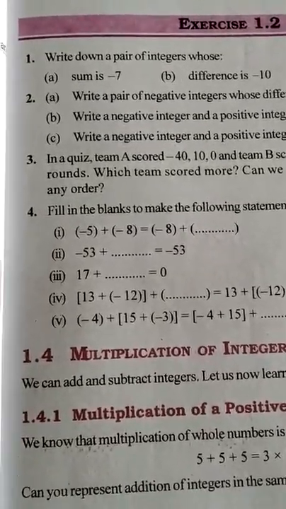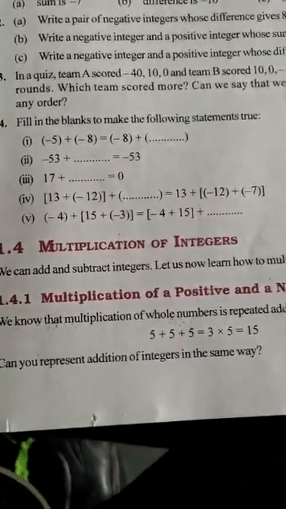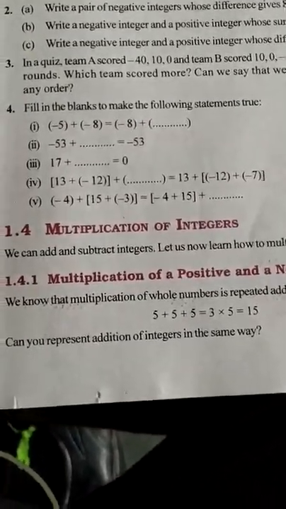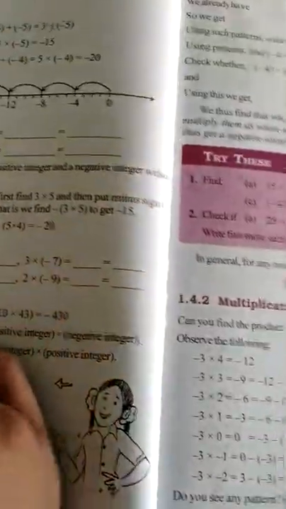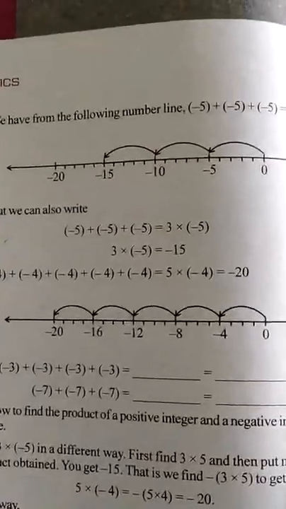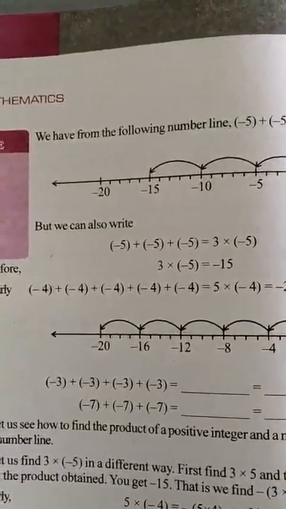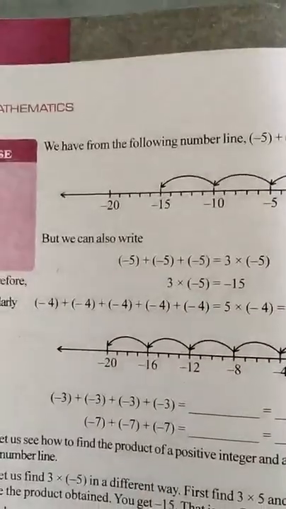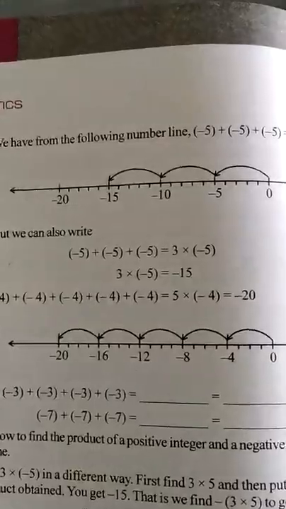Multiplication of integers. The first topic is multiplication of positive and negative integers. If we multiply a positive and a negative integer, then we will definitely get a negative integer, because plus times minus is minus.